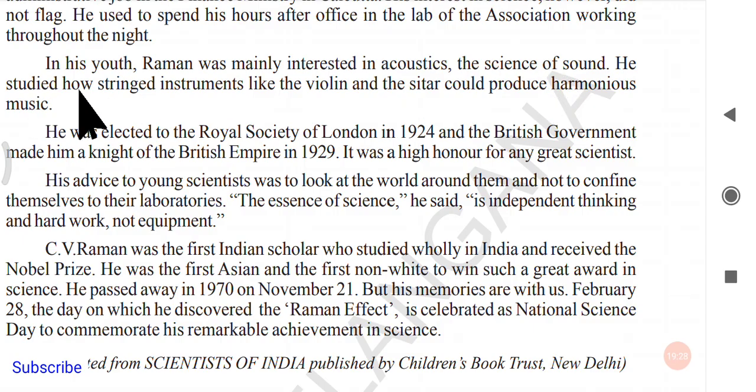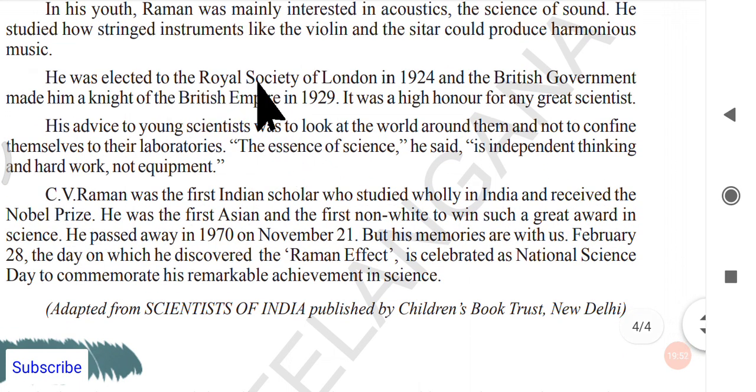He studied how stringed instruments like the violin and sitar could produce harmonious music. He also started doing experiments on the sitar, guitar, and others, which are mainly made with strings. He started thinking, how can these strings make such beautiful, harmonious music?